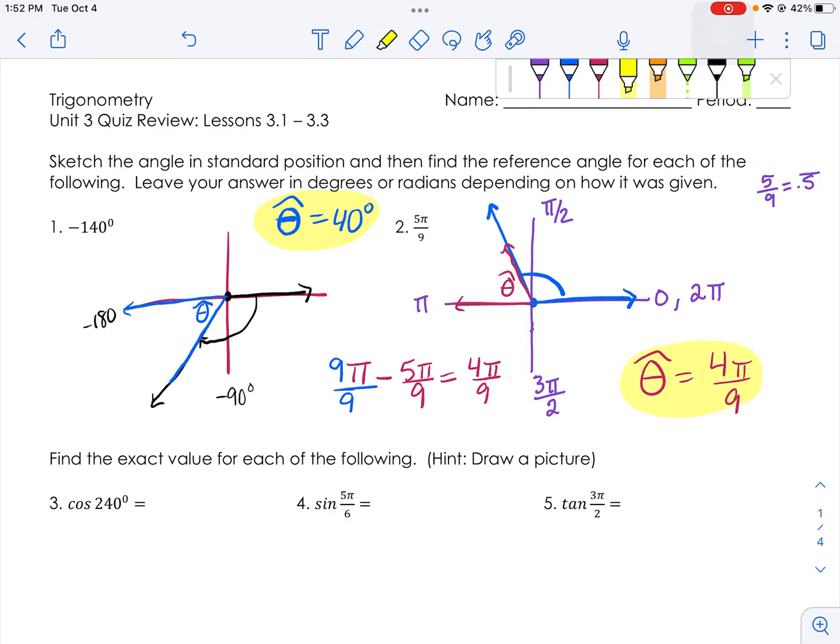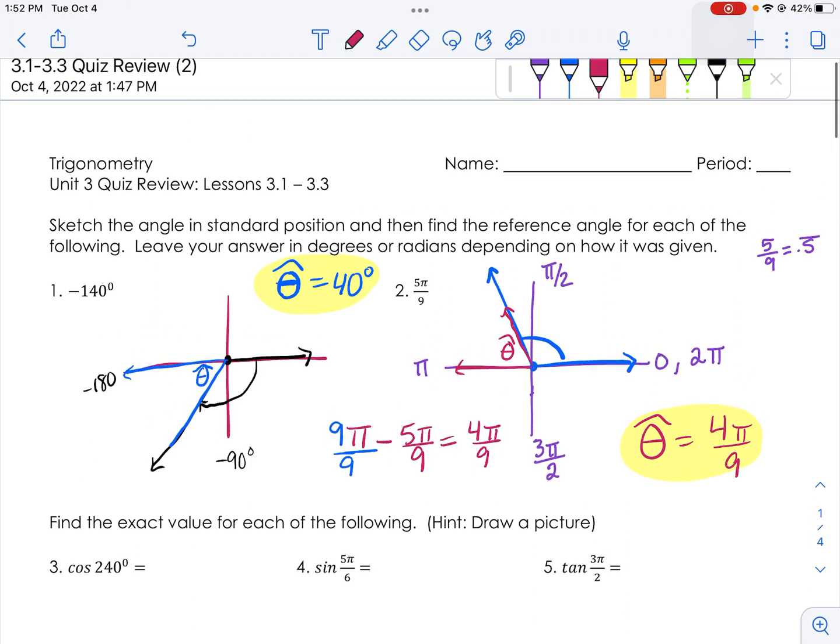Now you could convert 5 pi over 9 into degrees by multiplying 5 pi over 9 by 180 degrees over pi. So 180 divided by 9 is 20, and pi divided by pi is 1, and 5 times 20 is 100. So it's 100 degrees. That was the angle, and we drew it just over a half, which was 90 degrees, so that makes sense. And then my reference angle, this one, would be 80 degrees.